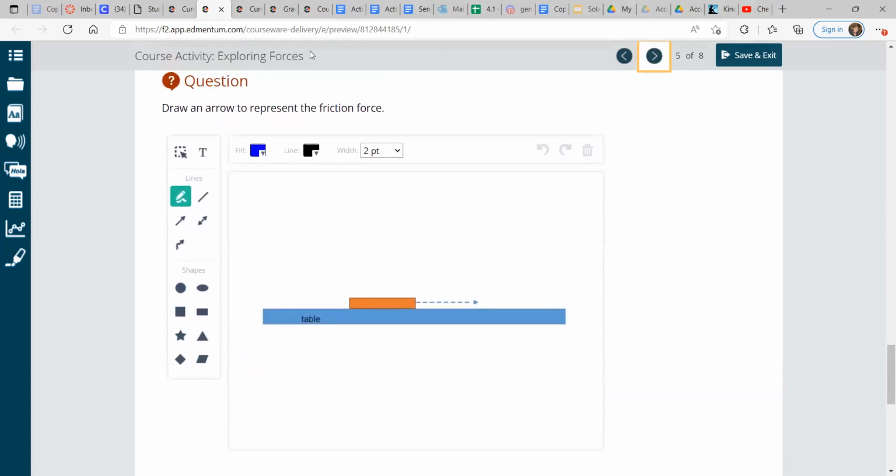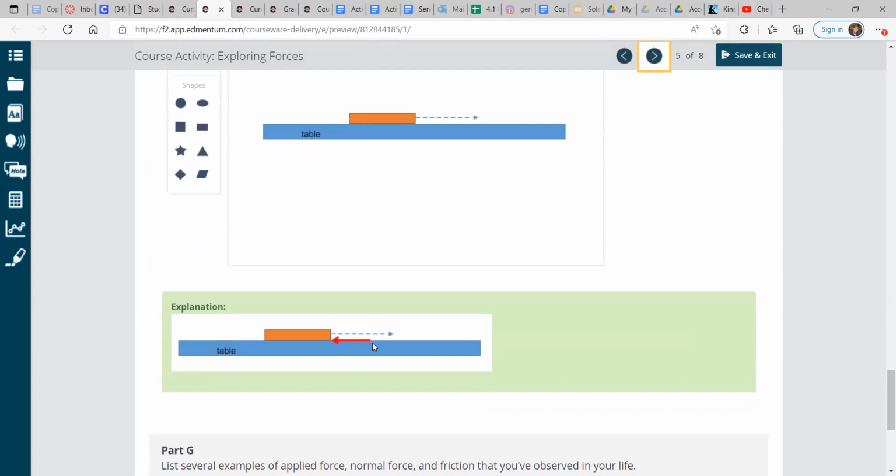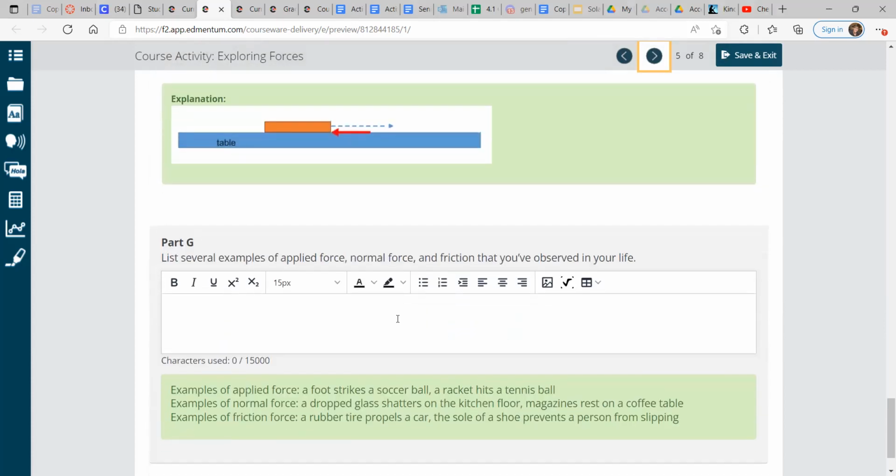So now we're going to draw an arrow to represent the friction force. Here's the table, here's the piece of wood, and you're pushing it to the right here. The friction would act in the opposite direction of the force, the movement of the object.